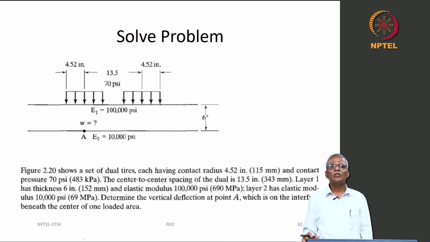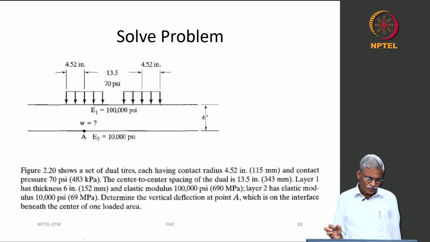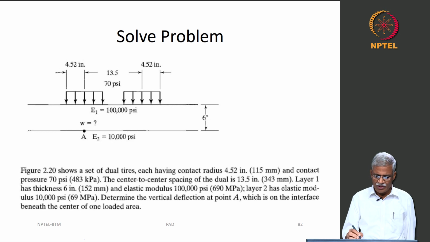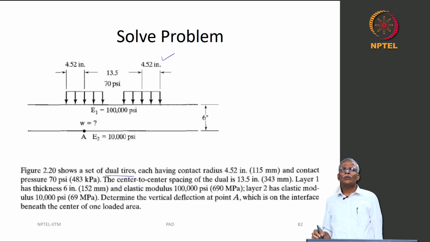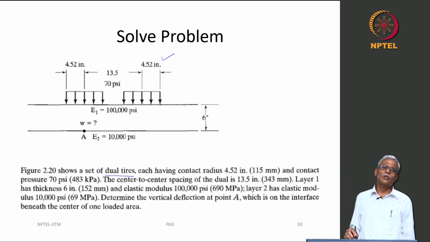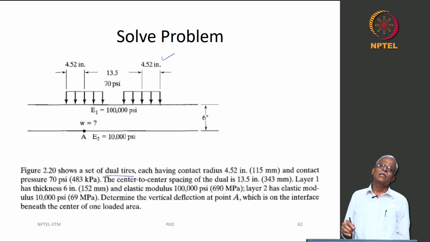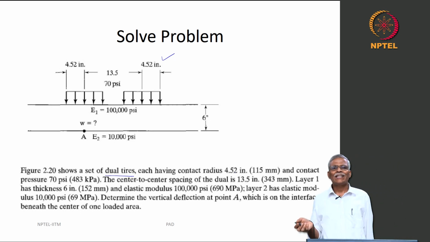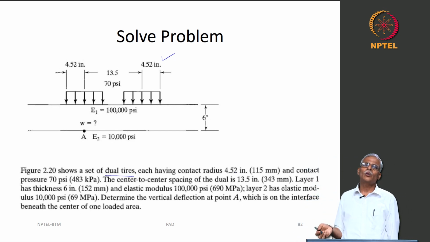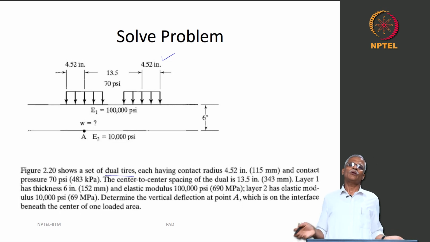So, now with this we will solve one simple problem. What is this problem? It says there is a dual tire, each having a contact radius of 4.52 inches. I know that writing it in inches and pounds per square inch might be uncomfortable to most of you, but since the only standard textbook that is available for this is given in this unit, I do not want to confuse you.